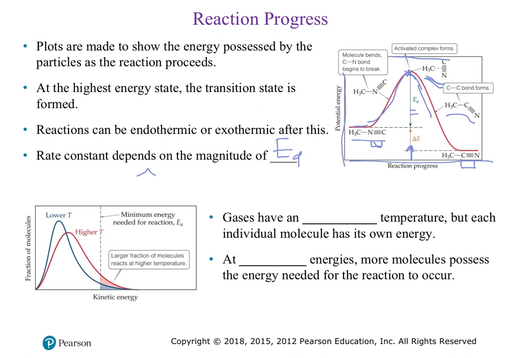So high activation energy means a lower rate constant, right? If you remember, high rate constant means fast reaction. So these are going to be inversely related. So high activation energy equals a small rate constant, or also a slow reaction, and vice versa.